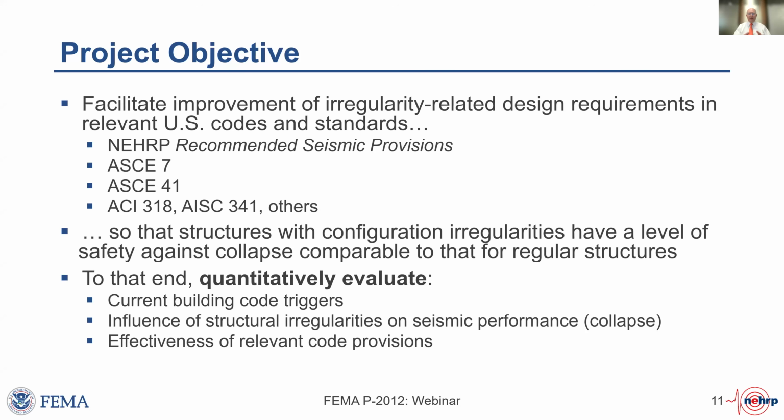And rather than simply qualitatively discussing the issue, the project was specific in that we wanted to quantitatively evaluate these aspects so that although our past observations of performance have been qualitative in many cases, if we could actually quantify the issues, we could do a better job of getting consistency in the level of performance. And that meant that the quantitative consideration was looking at current building code triggers and then thinking about how irregularities affect seismic performance and specifically collapse. And then we can measure code provisions to see how effective they are in fixing the problem or in improving performance. That really was the goal.